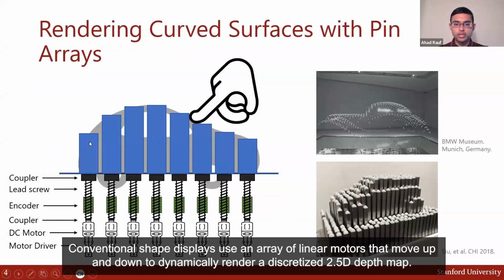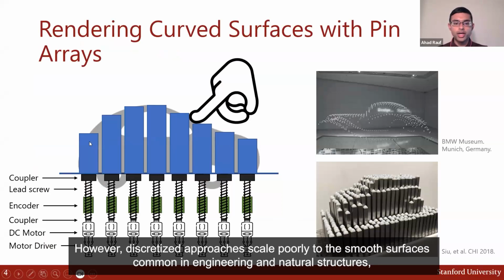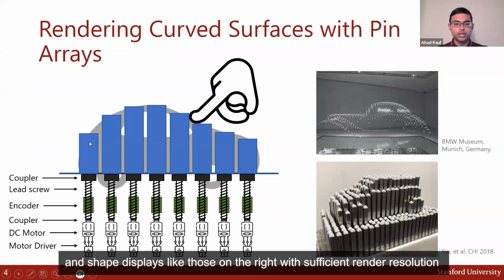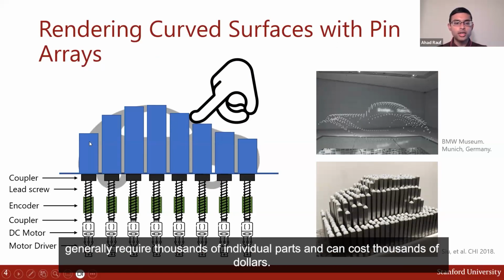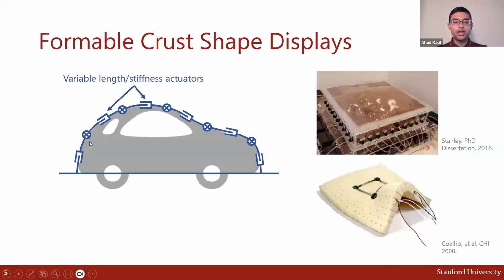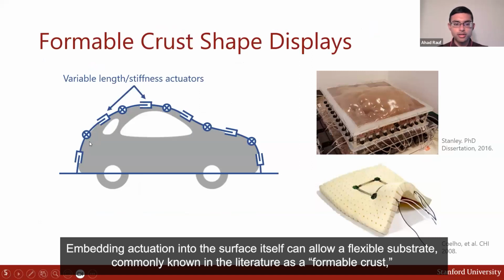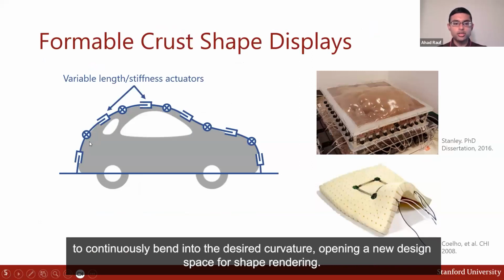Conventional shape displays use an array of linear motors that move up and down to dynamically render a discretized 2.5D depth map. However, discretized approaches scale poorly to the smooth surfaces common in engineering and natural structures, and shape displays like those on the right with sufficient render resolution generally require thousands of individual parts and can cost thousands of dollars. Embedding actuation into the surface itself can allow a flexible substrate, commonly known in the literature as a formable crust, to continuously bend into the desired curvature, opening a new design space for shape rendering.